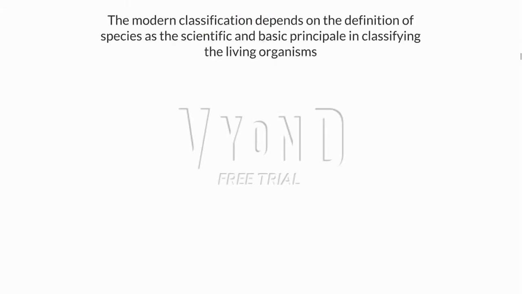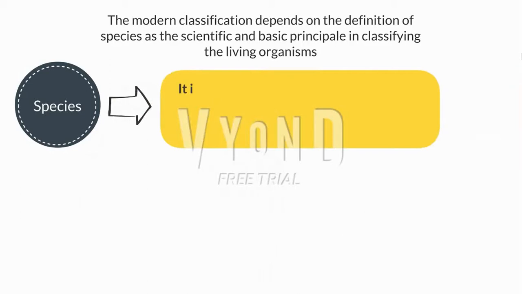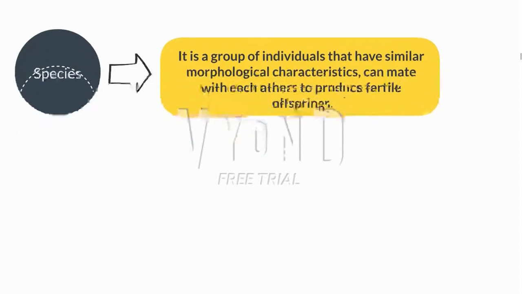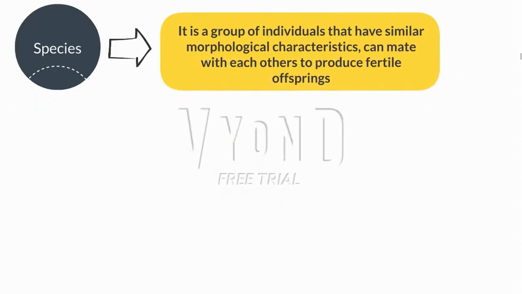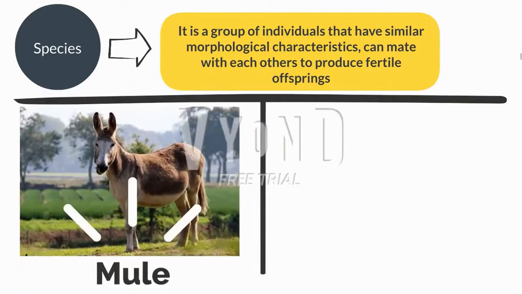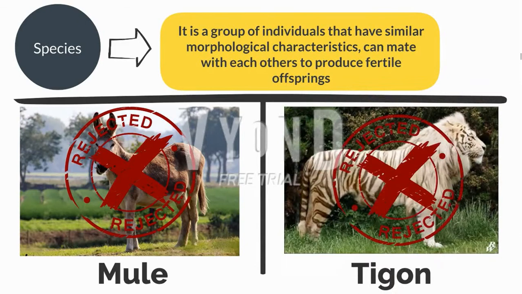Now, modern classification depends on the definition of a species as the scientific and basic principle in classifying living organisms. The species is a group of individuals that have similar morphological characteristics, and morphology here means external features. So they have similar external features, and they can mate with each other to produce fertile offspring. That's why the mule, which is produced from mating a female horse with a male donkey, is not considered a species, as it's sterile and unable to mate. The same goes for the tigon, which is produced from mating a female lion with a male tiger.